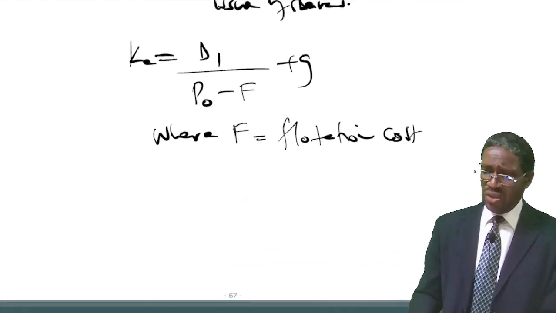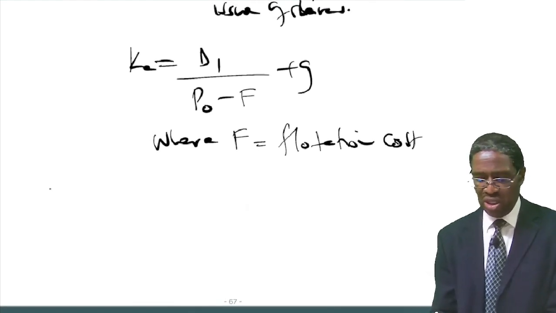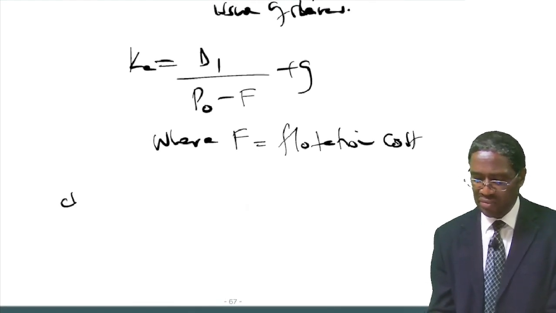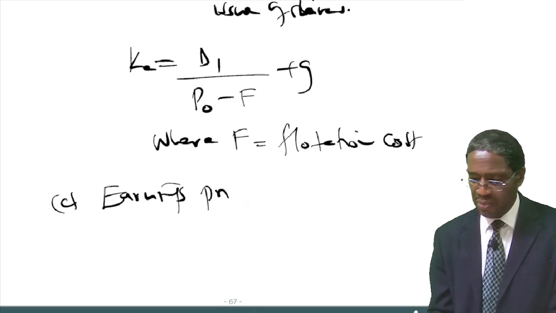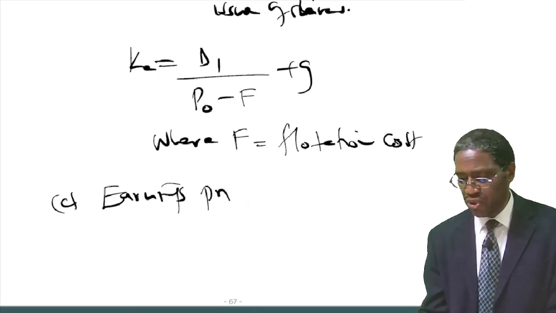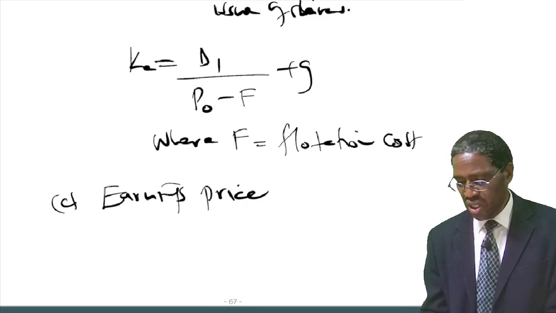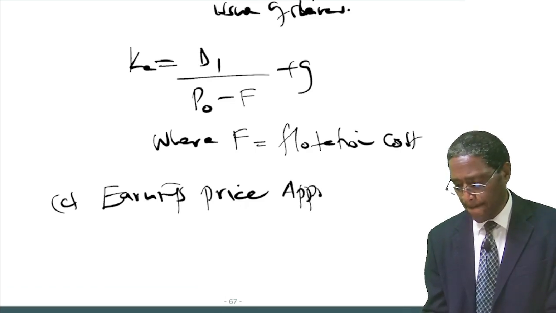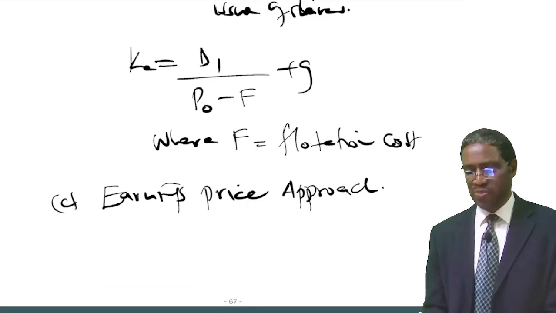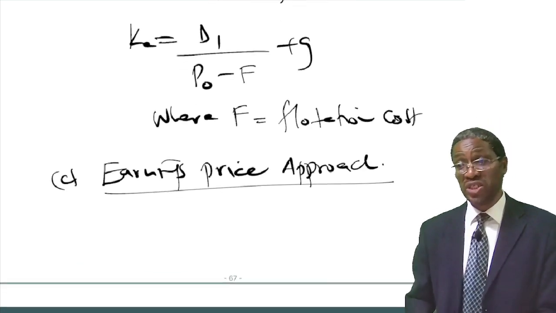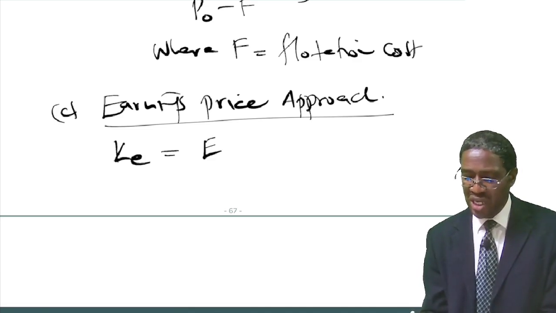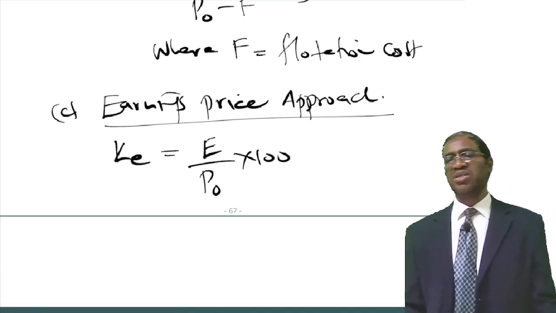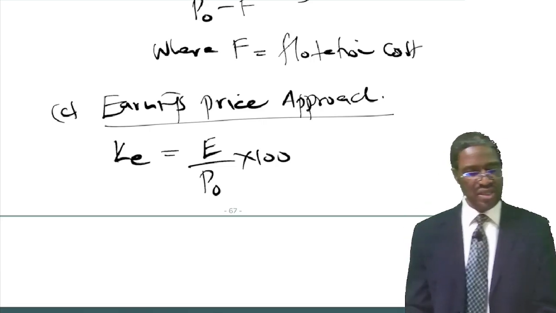But maybe before we do a small illustration, let's put down number C, the earnings price approach of computing the cost of capital again. Ke equals earnings divided by P0 times 100.